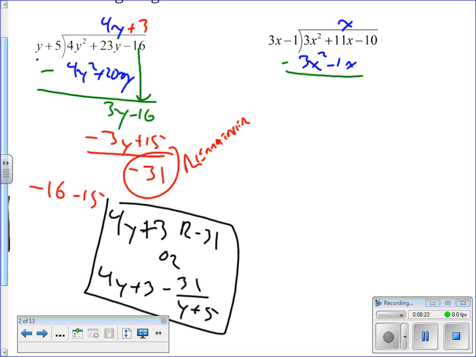3x squared minus 3x squared. No more x squareds. That's my goal. Anything else, I'll deal with later. But I have to get rid of that first term. So it's gone. 11x minus negative 1x is 12x. Right? 11 minus negative. Watch your negatives. So I get 12x. And then what do I do? Bring down the negative 10.